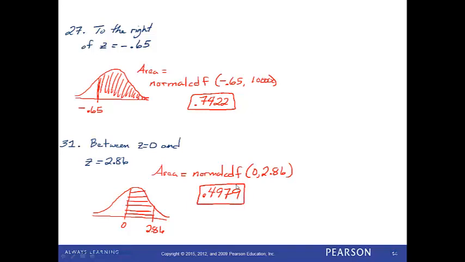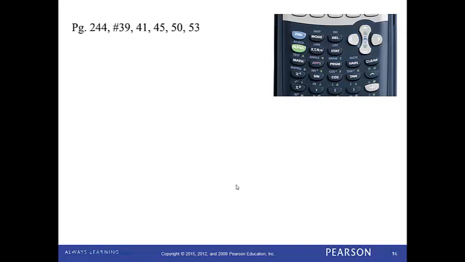Okay, so those are problems 17 through 31. They're asking you to find the indicated area. Either they give you the bell curve like in 17 and 21, or they give it to you as a sentence, but it still means the same as your bell curve. Let's move on. Now we're going to flip over on page 244.